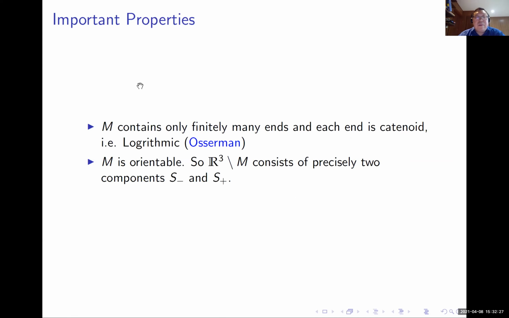And there are 2 important properties we're going to use later. First, M contains only finitely many ends, and each end is a catenoid or logarithmic. This is Schoen's result in 85. And M is orientable. So for an embedded minimal surface, if you look at R3 minus M, you consider precisely 2 copies. This is important because later we're going to assign 2 values: on one copy we assign -1, on the other copy we assign +1. So we need this to be orientable.